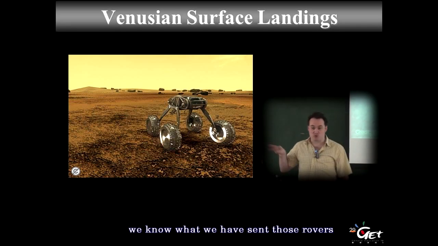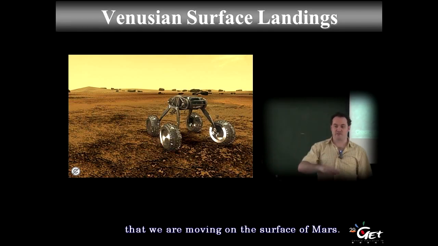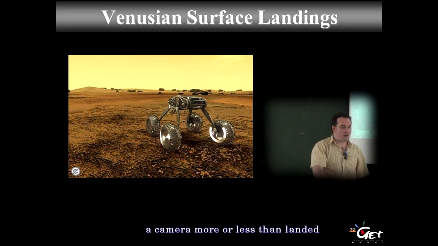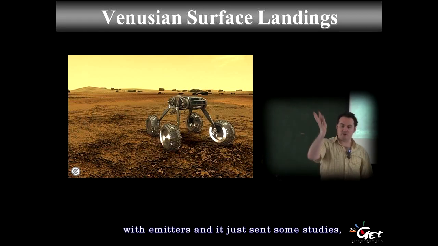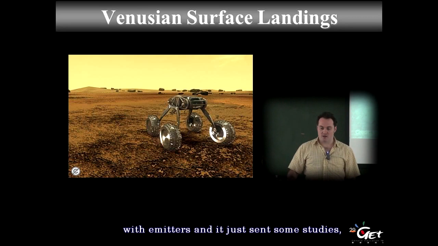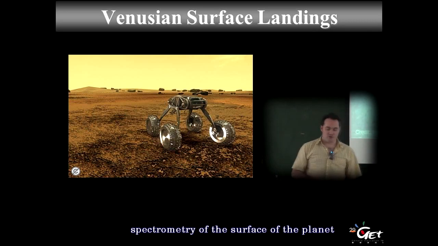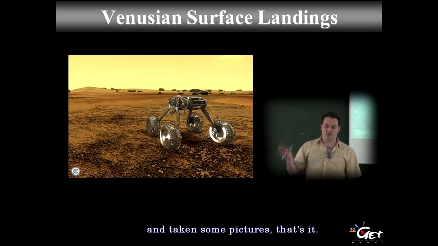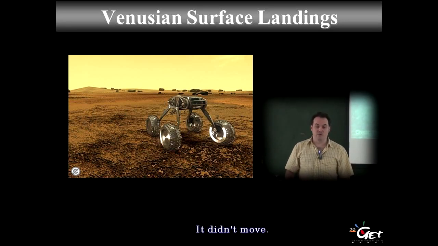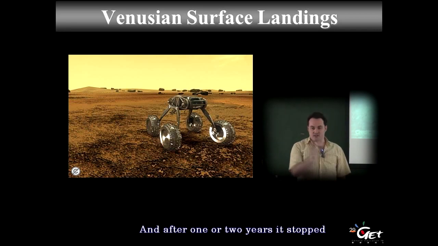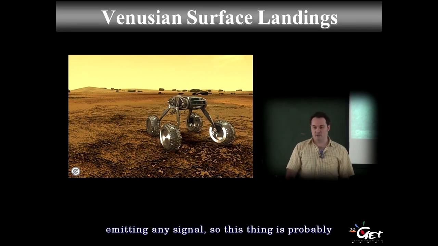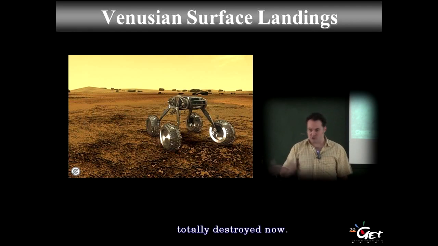You know what, we have sent those rovers that were moving on the surface of Mars. In Venus, it was just a camera, more or less, that landed with emitters and just sent some studies. That's it. Just did some spectrometry of the surface of the planet and took some pictures. That's it. It didn't move. And after 1 or 2 years, it stopped emitting any signal. So this thing is probably totally destroyed now.